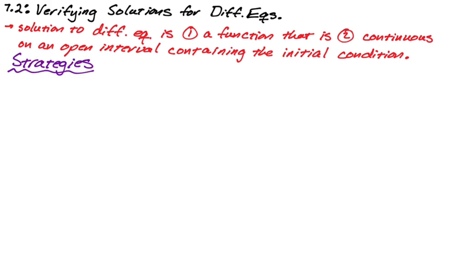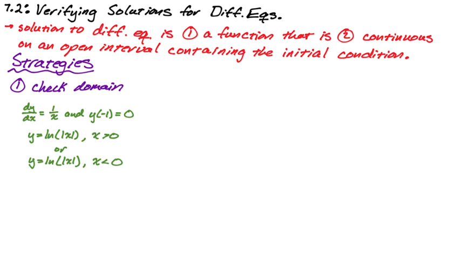So here are my strategies. First one, check the domain. What do I mean by that? Here's an example problem with 2 options. dy dx is 1 over x and y of -1 is equal to 0. So -1 is the x value, 0 is the y value. 2 possible solutions for this would be y equals the natural log of the absolute value of x where x is greater than 0, or I should say, y equals the natural log of the absolute value of x where x is less than 0.